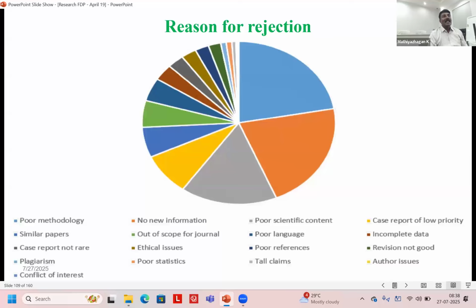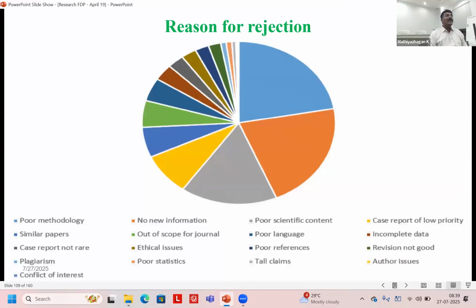contribution. Because if the methodology is wrong, then what about the result? Results also will be wrong. So they will be very clear about the methodology selection. Poor methodology means our selection process is not up to the level. The next one, what is the next one?